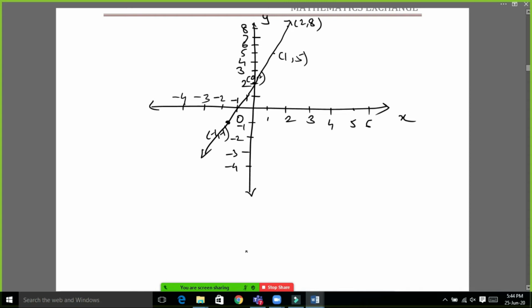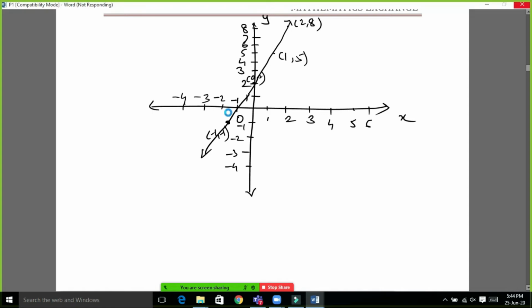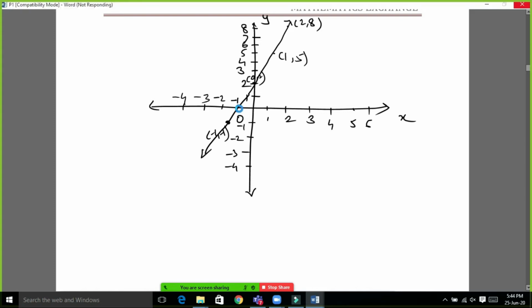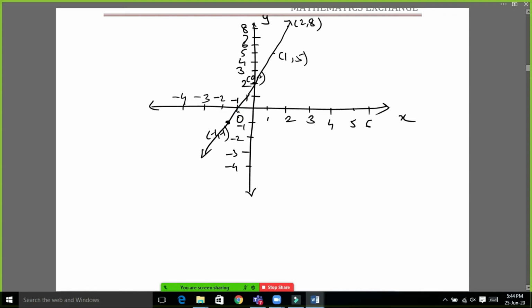So from this graph, we can say that if a polynomial represents a straight line, then it is a linear polynomial. And the second thing is that if a line intersects the x-axis at a single point, it shows that it has only 1 zero. So from this graph we can conclude 2 points: if it is a straight line, then it is a linear polynomial, and it intersects the x-axis at a single point, so it has only 1 zero.